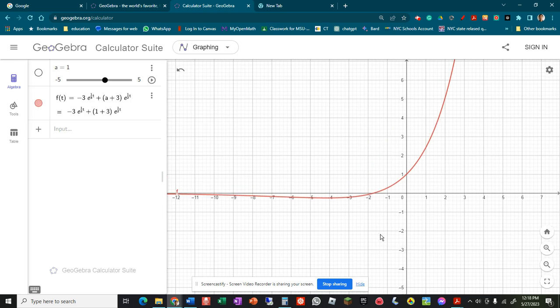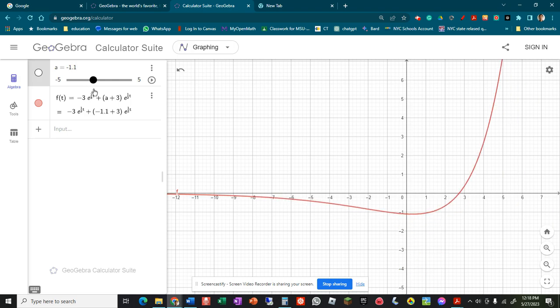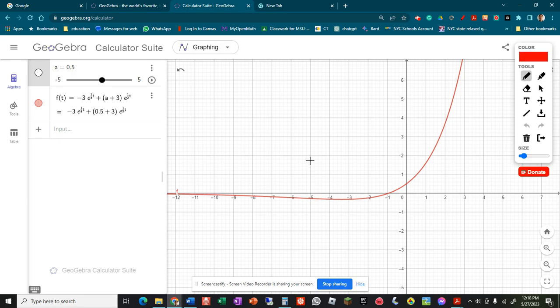Let me change the color to red. I like red. Okay, and you can slide the a and you get a different solution, of course, right? All of them are solutions to this differential equation. So this one here is the solution for the initial condition y of 0 equal to 0.5, right? You can see the 0.5 here. That's my 0.5, right?